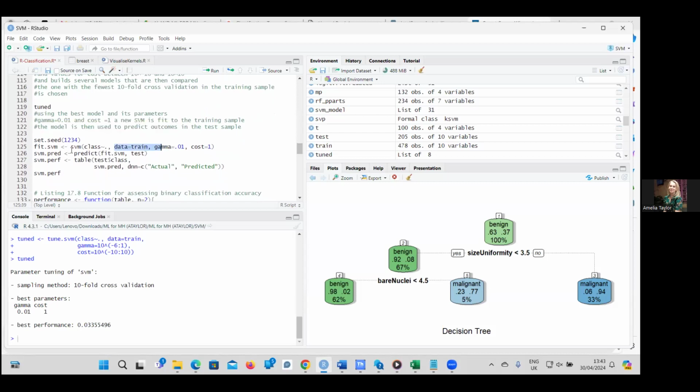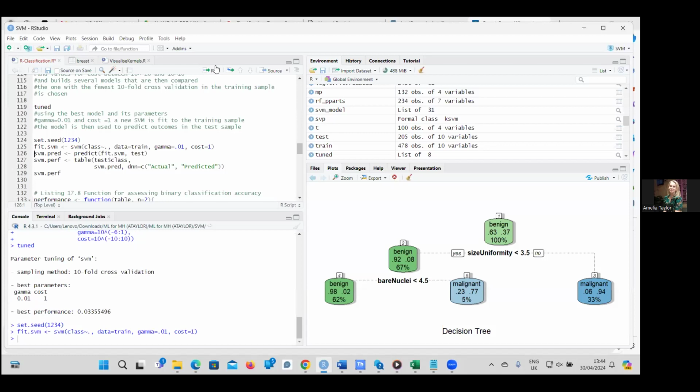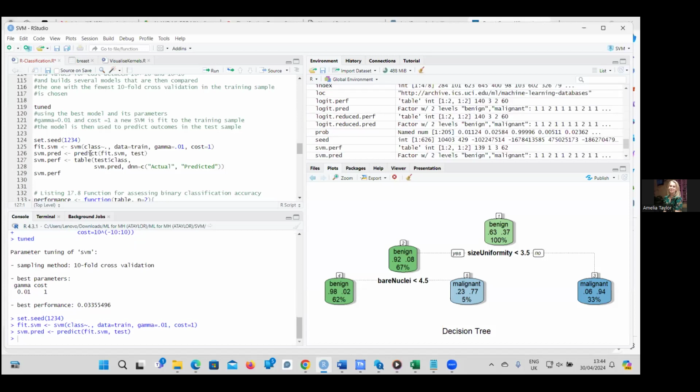Since I have the best gamma and the best cost, I can rerun the support vector machine, or I can create the model that has these parameters, because what I was doing before is I was looking for the model that gives me the best fit. So let's run again the seed and the fit and the prediction of the model on the test data here. And let's print the performance.